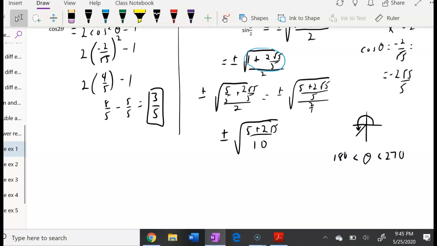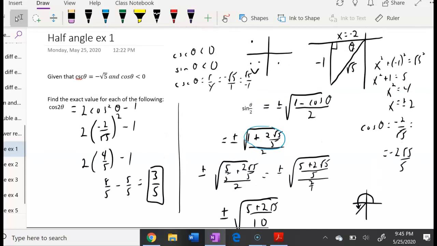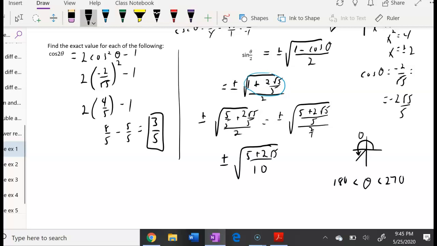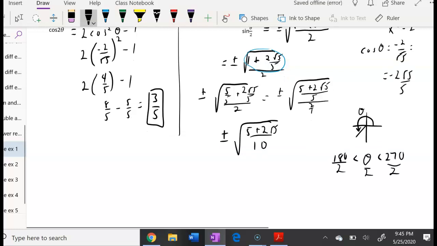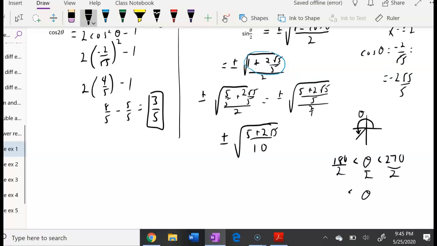So again, we start with theta because that's what we have our reference triangle based on. And again, this whole thing is theta. But we need theta over 2, so we just divide all three parts by 2. And we know that theta over 2 is greater than 90 and less than 135. And so that is in quadrant 2, right? Greater than 90, less than 135 is somewhere over here.